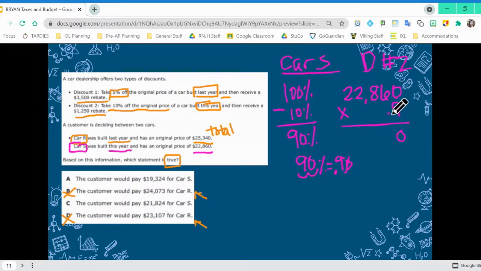So we're going to do 9 times 0 is 0. 9 times 6 is 54. 9 times 8 is 72, plus 5 is 77.